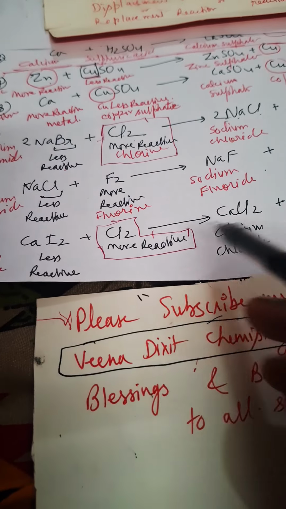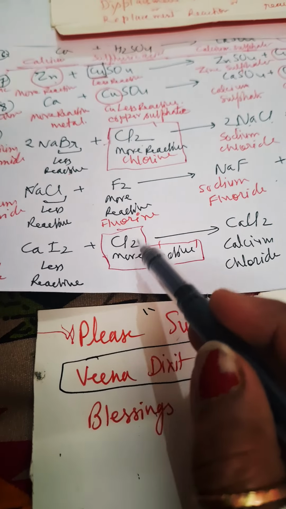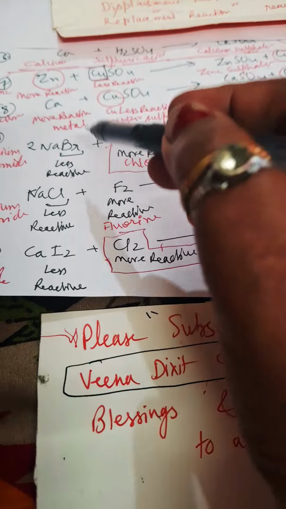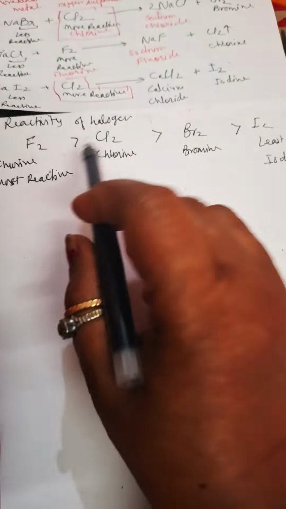In this way we can see that fluorine is more reactive than chlorine, chlorine is more reactive than bromine, and bromine is more reactive than iodine. Among halogens, F2 is more reactive than chlorine, and chlorine is more reactive than bromine.